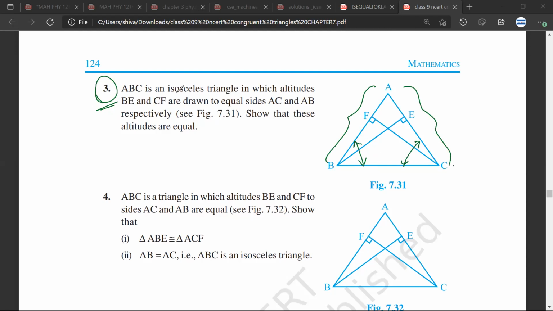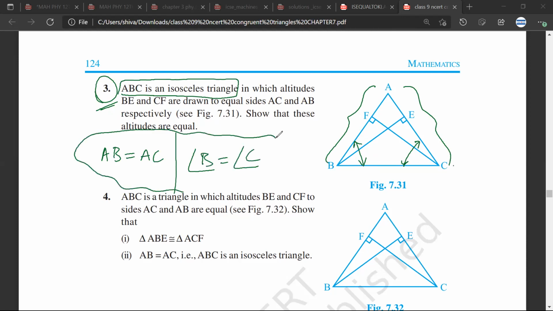Yes, sir. Now, when they say that ABC is an isosceles triangle, they have already told you that AB is equal to AC and angle B is equal to angle C. They won't write this separately. Have you understood what I've said? Yes, sir. So this is given. They won't mention this separately. They expect you to know the property of an isosceles triangle.